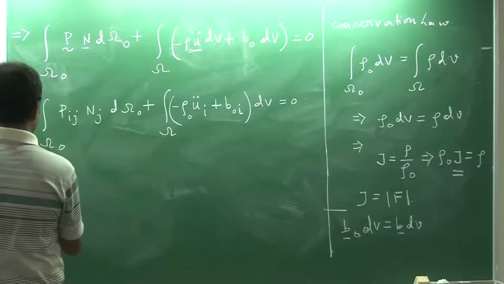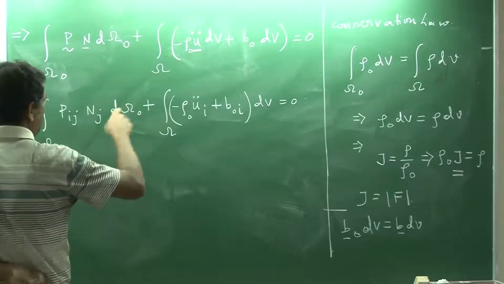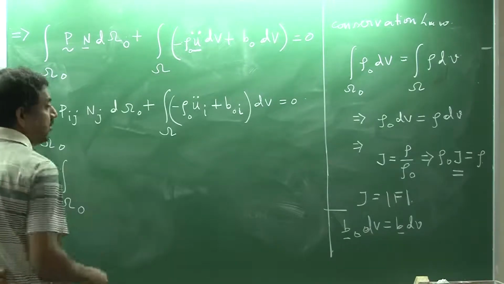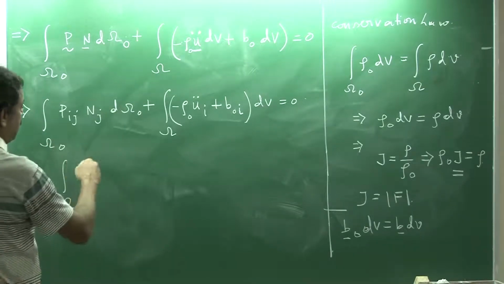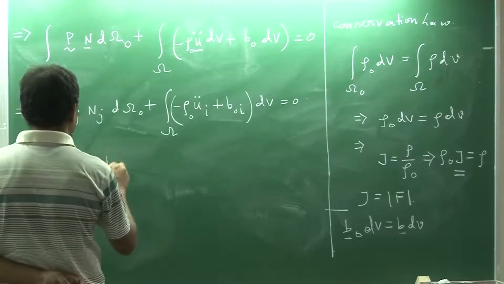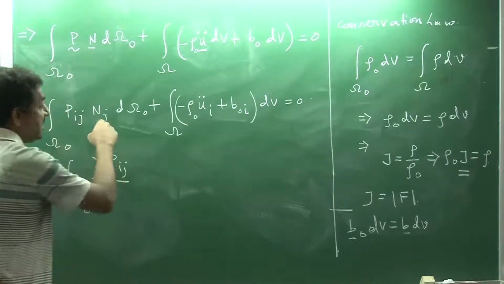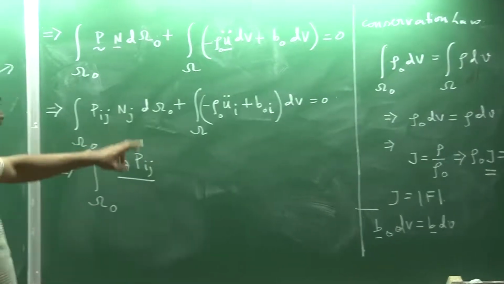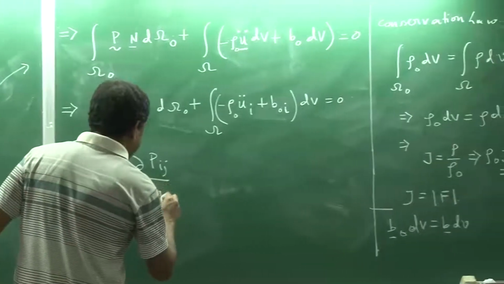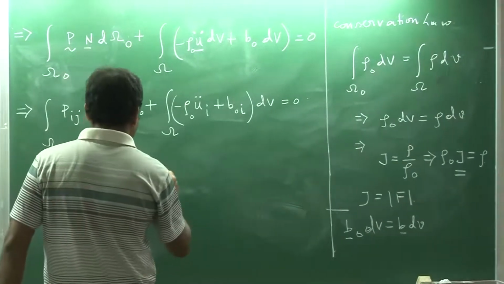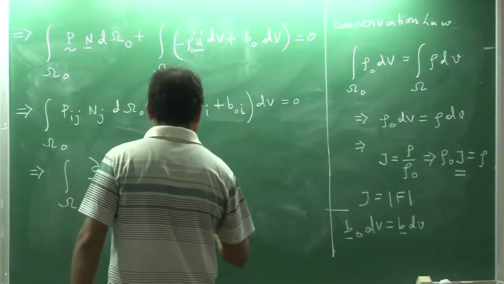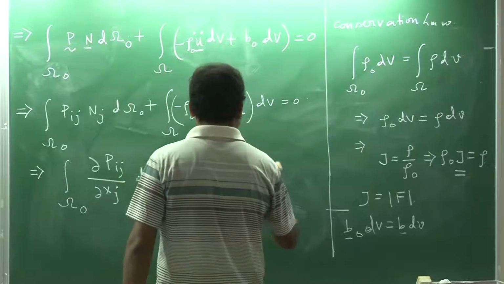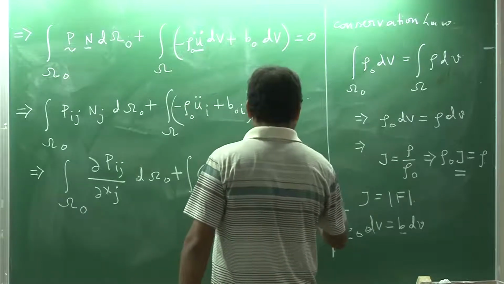Now we can convert this surface integral into a volume integral using the Gauss theorem. It will be del P_Ij by del X_j, because n_j is the unit normal vector and we take the gradient with respect to the j index. So the integral over omega 0 of del P_Ij by del X_j, minus rho 0 u double dot I, plus b0 I, dV is equal to 0.